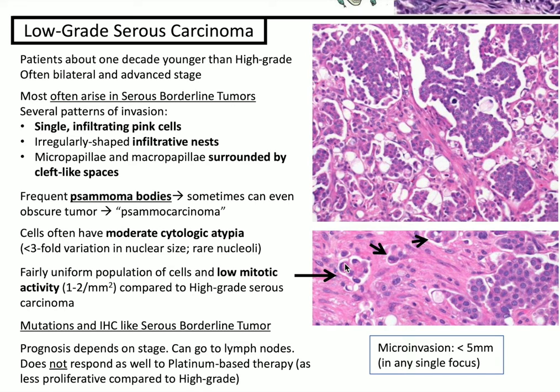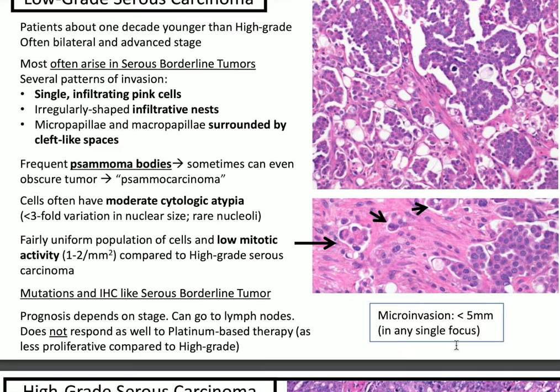Cells often have moderate cytologic atypia, but less than 3-fold variation in nuclear size and rare nucleoli. Otherwise, you might consider it being a high-grade serous carcinoma. It has a fairly uniform population of cells and low mitotic activity, 1 to 2 per millimeter squared, compared to high-grade serous carcinoma. And as mentioned, the mutations and IHC patterns are like your serous borderline tumor. Prognosis depends on stage, and it can go to lymph nodes. It does not respond as well to platinum-based therapy because it's less proliferative, because it has low mitotic activity compared to high-grade. And microinvasion is less than 5 millimeters in any single focus.